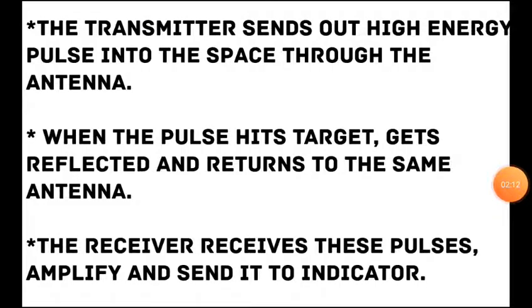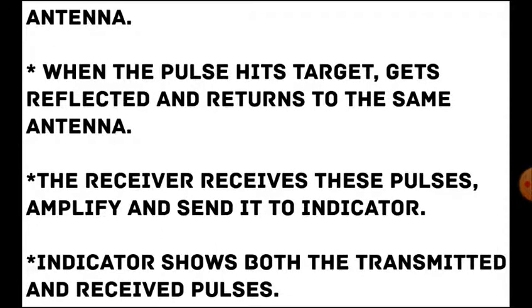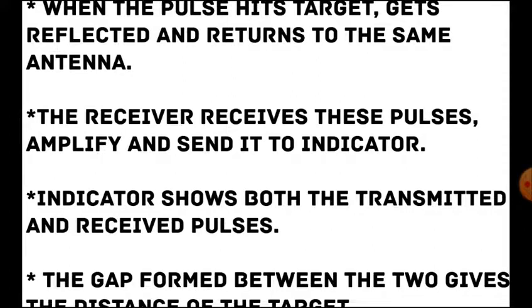Now we are going to see the working of the radar. The transmitter sends out a high energy pulse into space through the antenna. When the pulse hits the target, it gets reflected and returns to the same antenna. The receiver receives these pulses, amplifies them and sends them to the indicator. Because the received pulse may not be very high energy, it needs to be amplified. It is amplified many times and sent to the indicator.